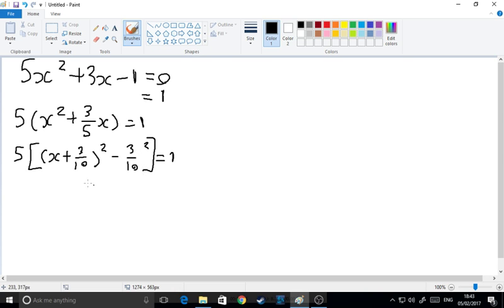Oh yeah, big bracket there. Times all that by 5. 5x plus 3 over 10 squared minus, times that by 5, you'd get 15 over 10 squared. Oh wait, no, we have to square this first. You cannot do that. So 9 over 100 times by 5, 45 over 100, which would be 9 over 20. Yep, 9 over 20 is equal to 1.